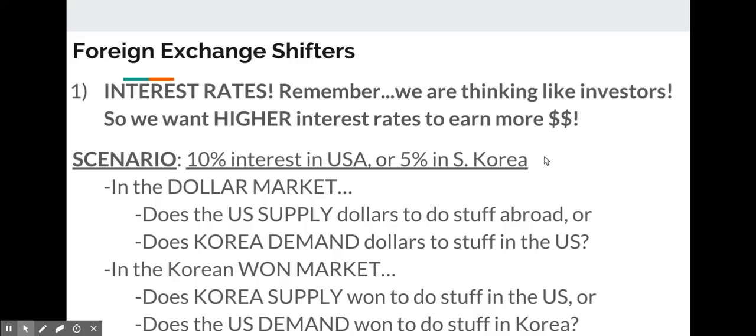So here's an example. The scenario is 10% interest can be earned in the US or 5% interest can be earned in South Korea. So if we are asked about the dollar market, we want to think, is the US going to supply dollars to do stuff in Korea, or is Korea going to demand American dollars to do stuff in the United States? On the flip side, if you're asked about the won market, you need to think, is Korea going to supply the Korean won to do stuff in the US, or is the US going to demand won to do things in South Korea?